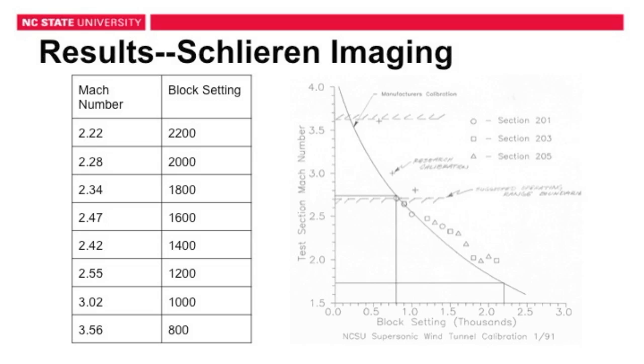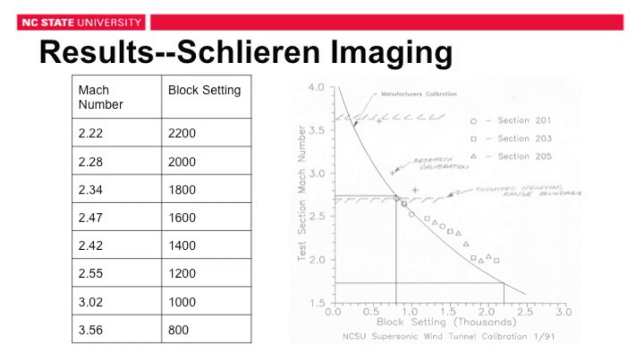As shown above, the results of the Schlieren imaging show the same trend. The Mach number increases with a decreasing block size. Unlike the pitot data, whose resulting Mach numbers ranged from 1.8 to 3.31, the Schlieren imaging data resulted in Mach numbers from 2.22 to 3.56.